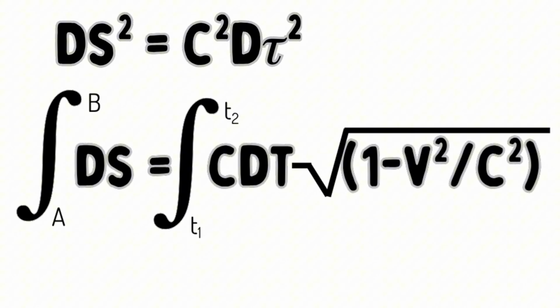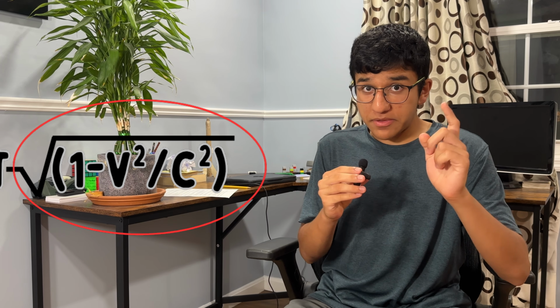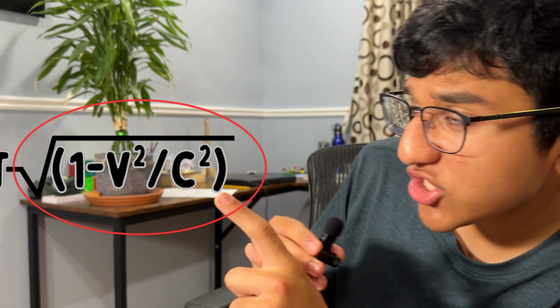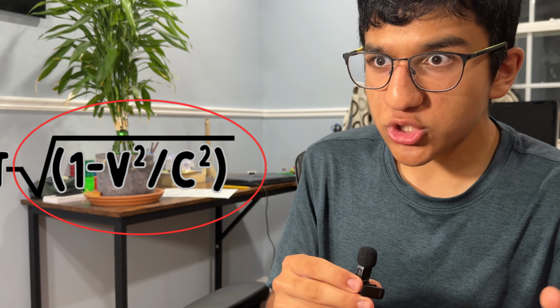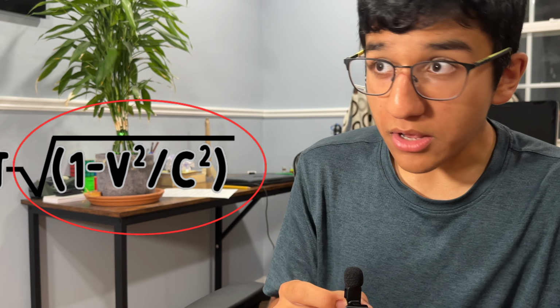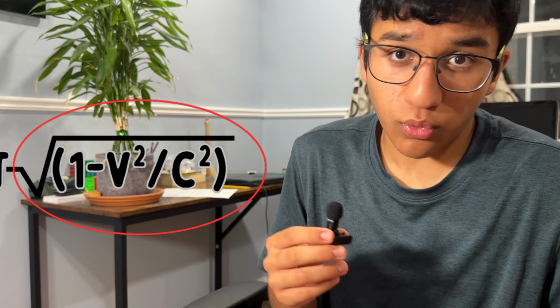This means that the integral from A to B of ds is equal to the integral from t1 to t2 of c d tau. And we know that d tau is equal to dt times the square root of 1 minus v squared divided by c squared, leading to this formula. But wait a minute. Look at this square root. Since we know that nothing can surpass the speed of light, this square root has to be at most 1, because the fraction can't be equal to 1.